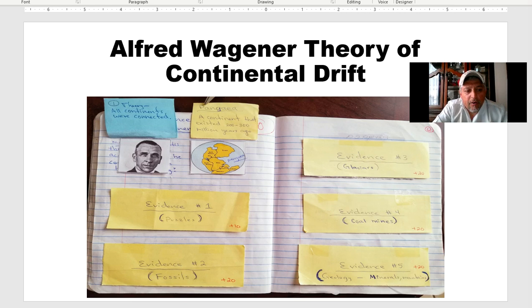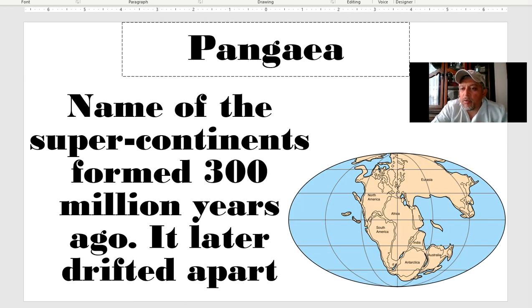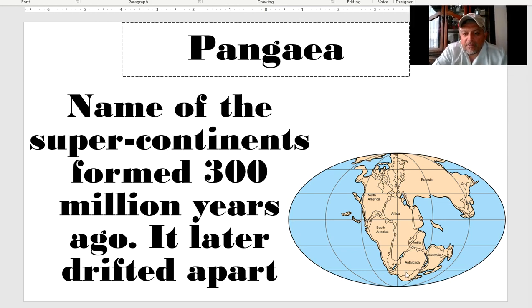So this is what we learned also last week, that the continent that he proposed is called Pangaea. And as you can see, this was a supercontinent. This is about 300 million years ago, so a long time ago, right? And then all this supercontinent spread and moved apart, right? So since he couldn't prove or say why those continents were moving apart, well, that's what we're going to be learning today.